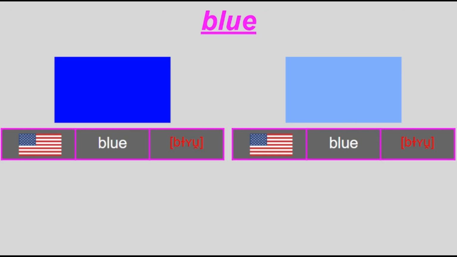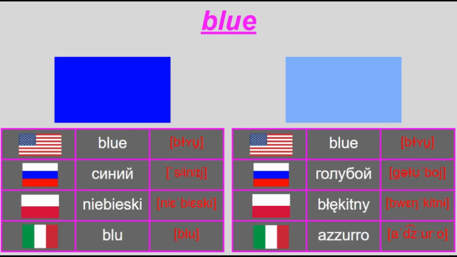However, some languages do the same thing with the color blue. Russian, Polish, and Italian all have one word for darker blue, respectively siniy, niebieski, and blu, and another word for lighter blue, respectively goluboy, błękitny, and azzurro. So stuff like that can happen.